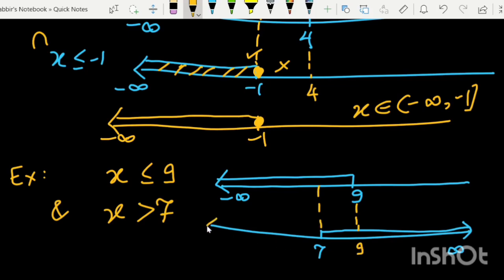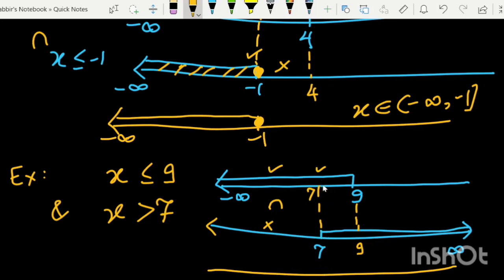Now as you can see here, all the values lesser than 7 are included here, but they are not included in the other one. So they won't be a part of the final solution, that is the intersection. There won't be any values between minus infinity to 7. Okay, now what about 7? 7 is there, but here 7 is not there. So 7 won't be included.